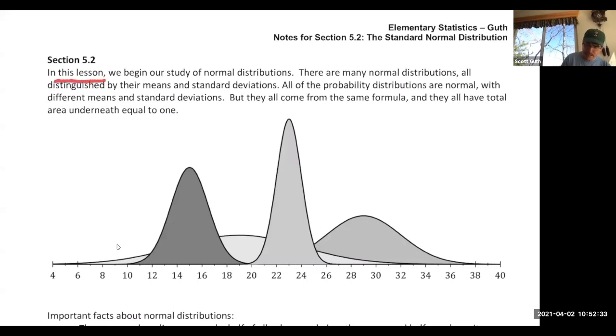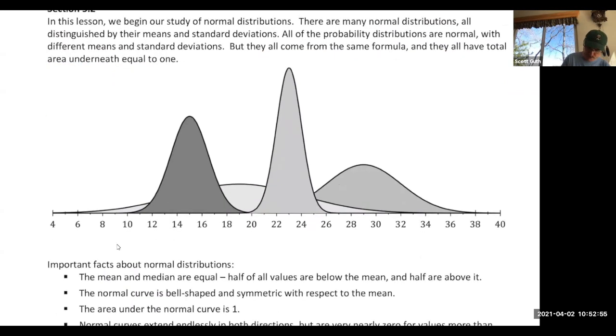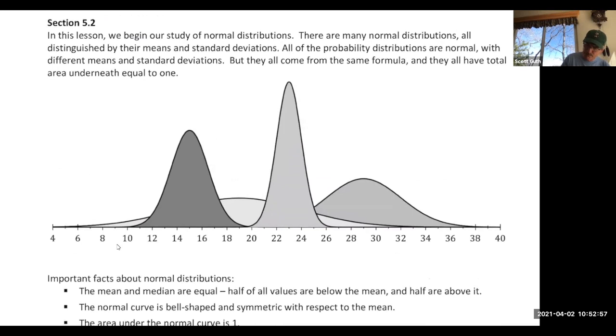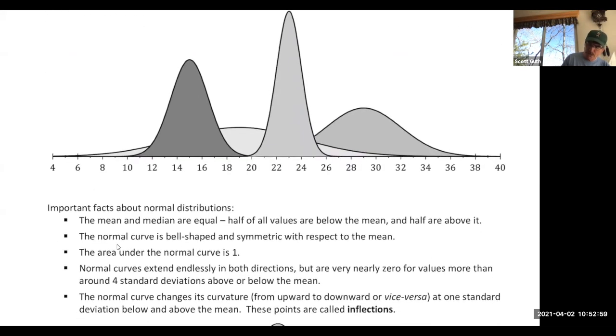In this lesson, we begin our study of normal distributions. There are many normal distributions, all distinguished by their means and standard deviations. All of the probability distributions are normal with different means and standard deviations, but they all come from the same formula. They all have a total area underneath equal to 1. I've given you the formula for the normal distribution in the previous section. I don't think we'll need it.